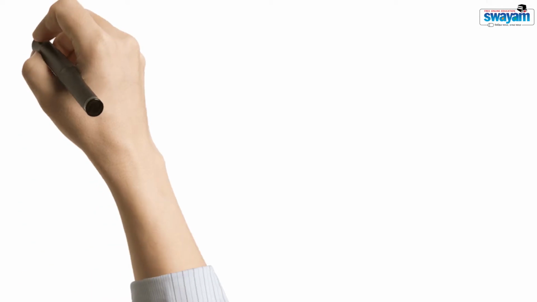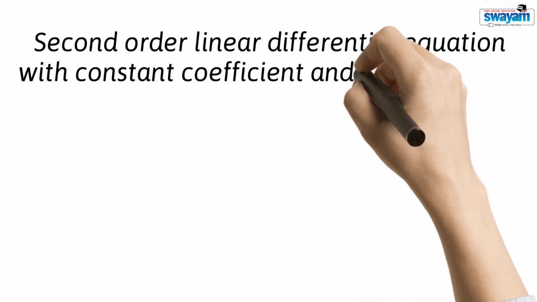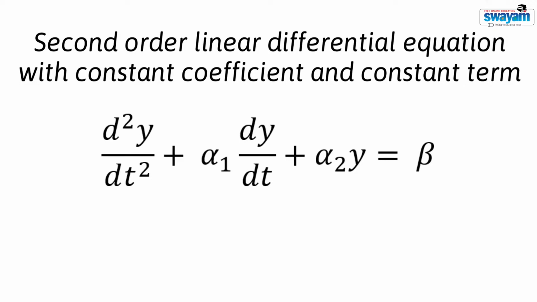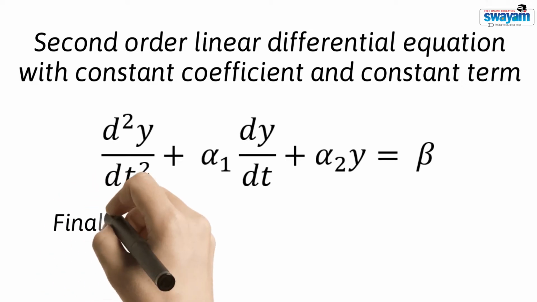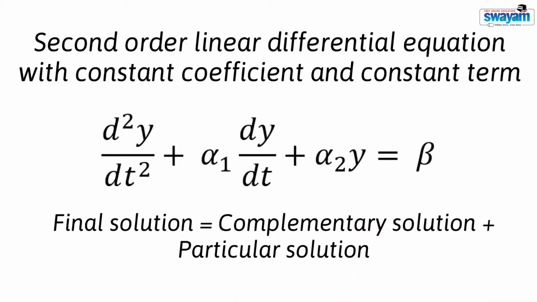The general form of a second order linear differential equation with constant coefficient and constant term is represented like this. Alpha and beta are constants. Just like first order differential equation, the solution of a second order differential equation also consists of two parts, complementary solution and particular solution. And the final solution or the general solution is the sum of the complementary solution and particular solution.